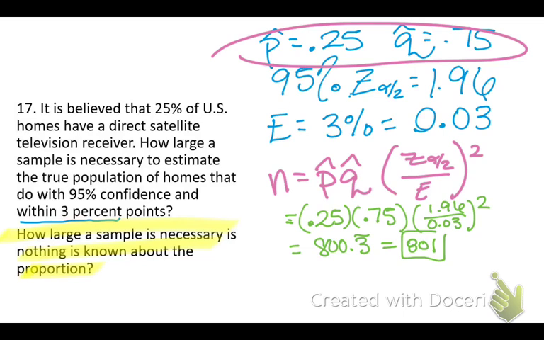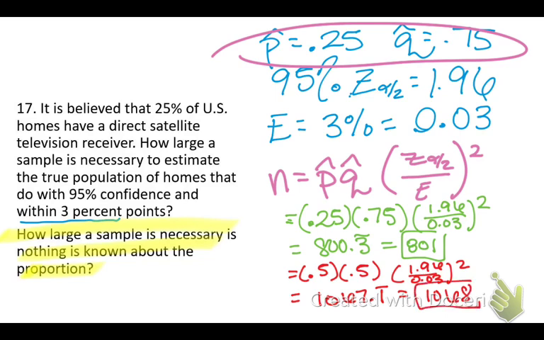So that's what we're going to do. We're going to assume we don't know anything, so we are going to change our p hat and q hat to 0.5. And so really I'm just going to use the same formula as I did before, but now it's going to be 0.5 times 0.5 times 1.96 over 0.03 squared. And after I plug those new numbers in, I should get 1,067.1 repeating. And again, since we're talking about a sample size, we're going to round up to 1,068. And then that is our answer to this second half here.